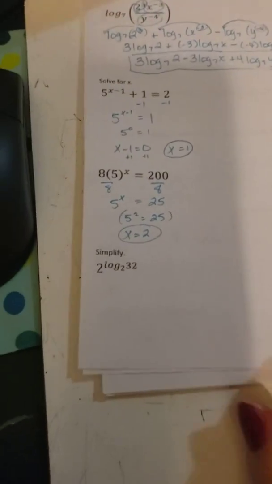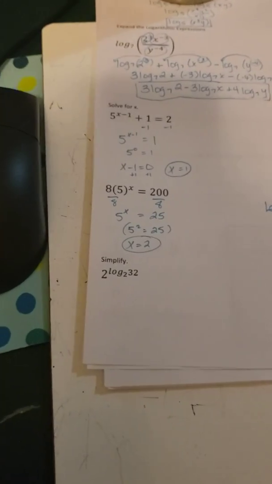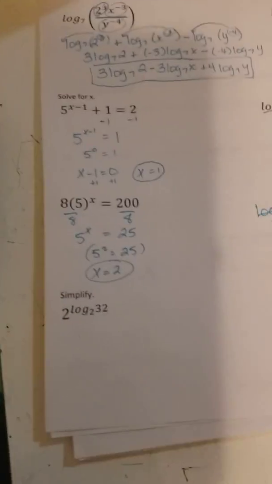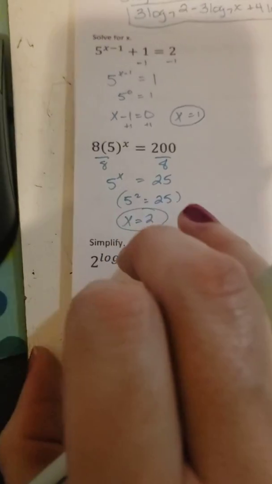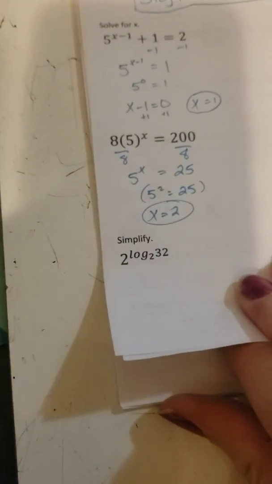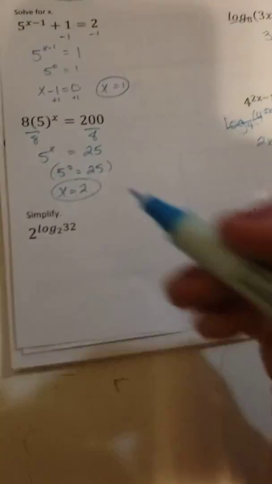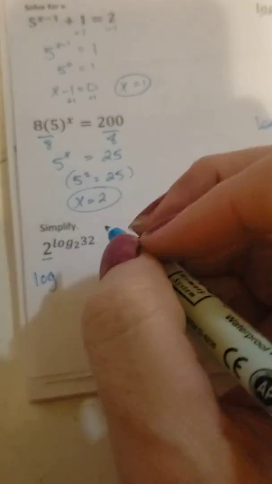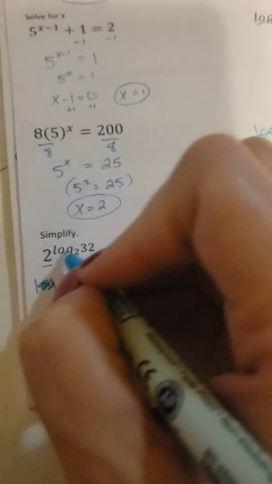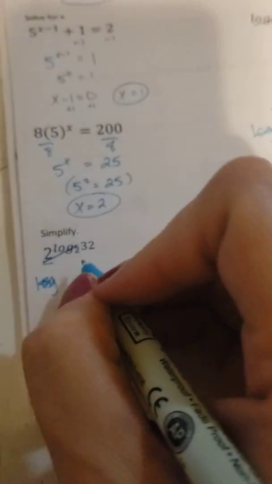All right, last 2. Okay, so all we're doing here is simplifying. Hopefully we can simplify way down to a single number. So this one is sort of like what we just did here to solve, where we had a base of 4, so we did log base 4 to get rid of that. I have a base of 2, so the log and the 2 eliminate each other, and so what's left here is 32.